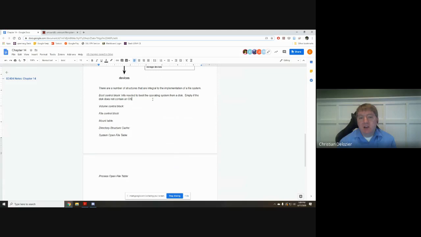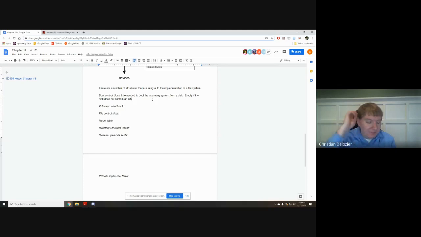So we have the BIOS, and then it calls this boot control block and is able to boot up the operating system. So if we don't have an operating system on a disk, this part is empty. And it just doesn't have anything there because we don't need to boot an operating system from that disk. So this allows us, if we want to have different operating systems booting from different volumes, we can. Otherwise, we can have a boot control block that sort of directs to different operating systems.